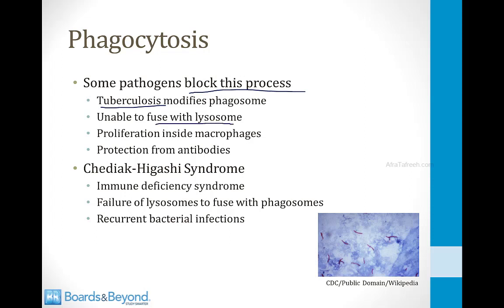And this is what allows tuberculosis to proliferate inside of macrophages. This also helps it to evade antibodies, which are in the plasma and tissue and can't get inside the macrophage. There is also a rare immune deficiency syndrome called Chediak-Higashi syndrome, which results in failure of lysosomes to fuse with phagosomes, and children who are born with this rare immune deficiency have recurrent bacterial infections.